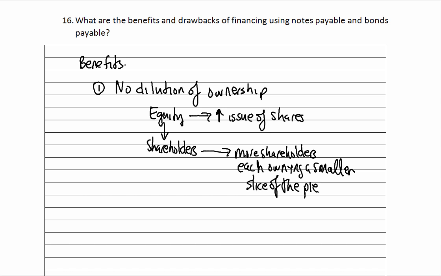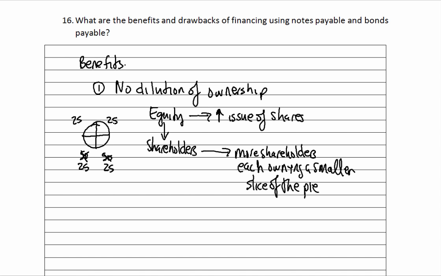Think about it this way. Let's draw a little pie right here. If there are only two owners in the company, they both own 50%. But now add two new owners. Oh, now this person owns 25, this person owns 25, this person owns 25, this person owns 25. That's called dilution of ownership. You're diluting or watering down the ownership portion that each shareholder owns. If you issue more shares to more shareholders, there's a dilution.